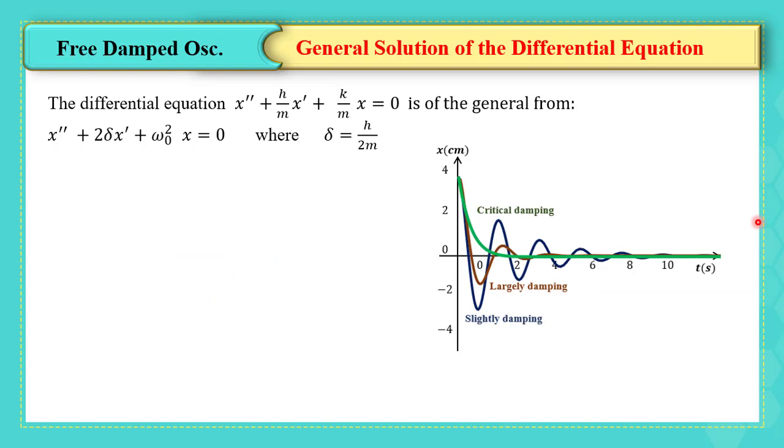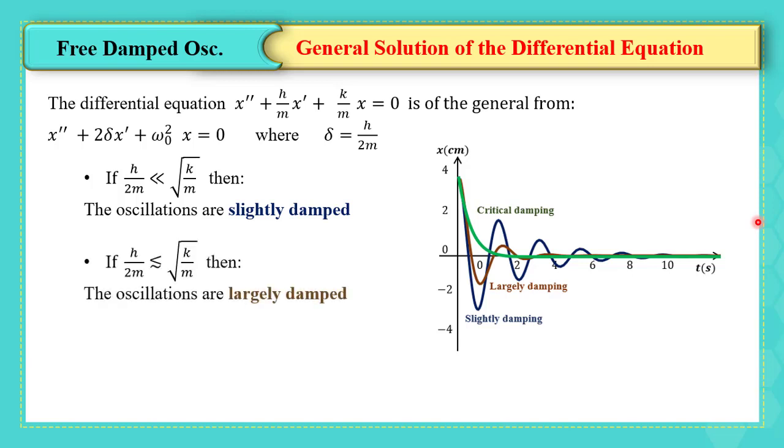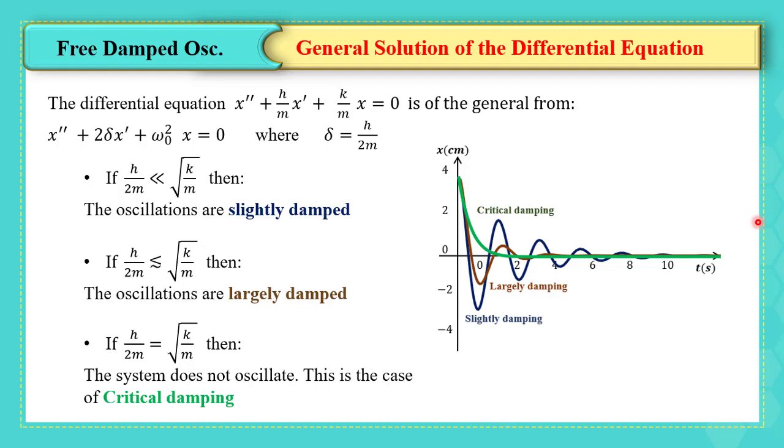But we have mentioned before that we have 3 cases of damped oscillations. How can we see these oscillations according to h? If h over 2m is less than radical k over m, which is omega 0, then this oscillation is called slightly damped. But if h over 2m is slightly larger than omega 0, then it is called largely damped. But if h over 2m equals omega 0, then the system does not oscillate, and this is the case of critical damping.